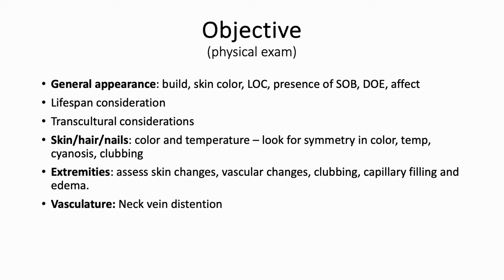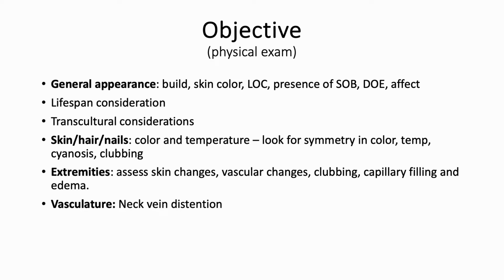So overall, I'm inspecting and looking at the general appearance of our patients. Remember the general survey. I'm looking at the patient's build, their skin color, making sure that it is appropriate to their race and ethnicity. I'm checking the level of consciousness. I'm looking for any obvious signs of shortness of breath, dyspnea on exertion, and their overall affect. Do they look distressed? I'm also considering the lifespan. Are they an oldie but goodie? Are they younger? And any transcultural considerations that might change my patient's care and how I tailor it specifically to them.